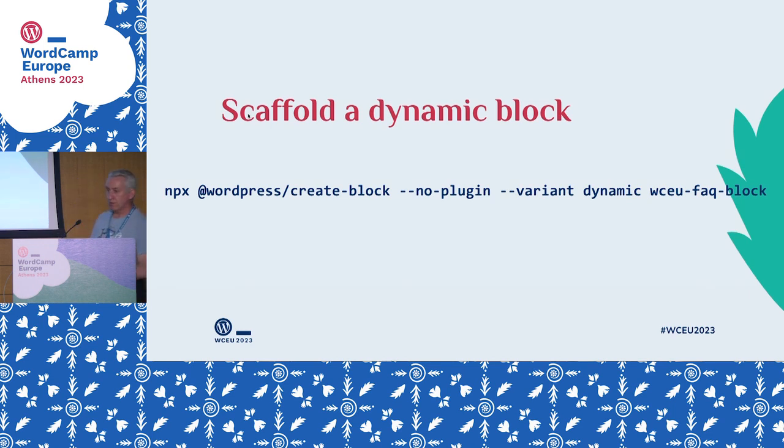Right, in the root of the plugin, so in the same directory that wcfaq.php is, run this command. What this command does is run the WordPress create-block scaffolding tool, which scaffolds a block. Because we already have a plugin, and create-block would normally scaffold a full plugin with a PHP file, we've already got that, so we don't need the full plugin scaffolding. So we specify the no-plugin switch. And we're going to be building a dynamic block, so we specify variant dynamic, and then the last bit, WCEU FAQ block, is going to be the name of the block.